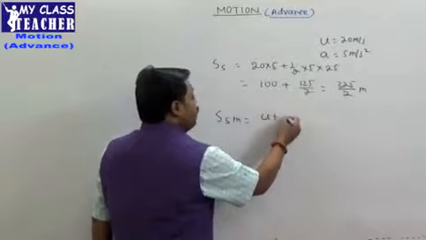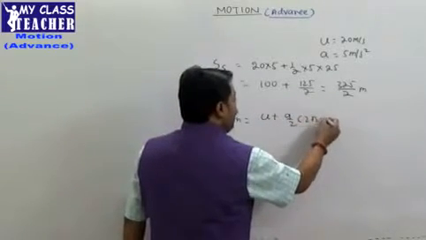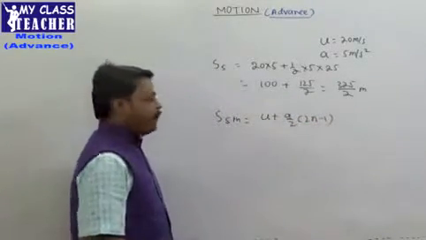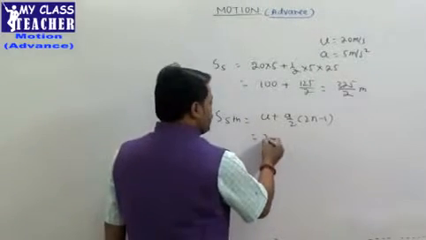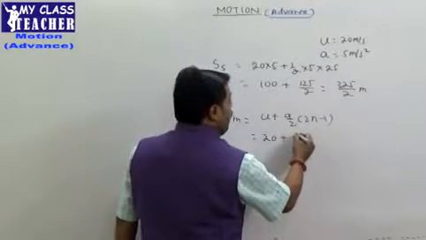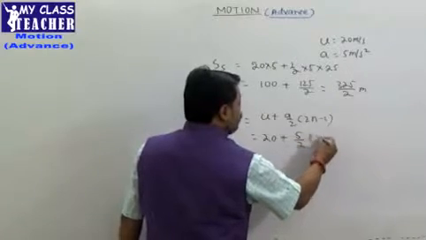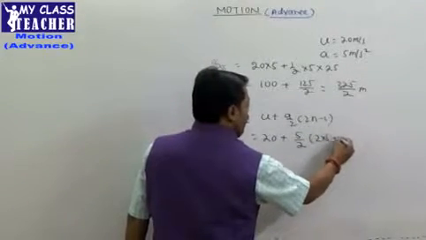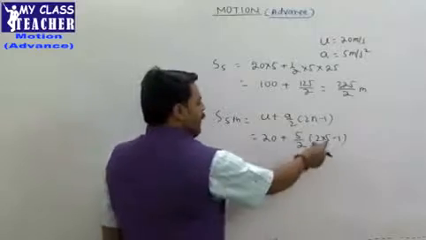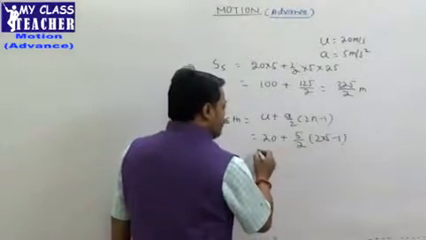What is the formula? u plus a by 2 into 2n minus 1. It is the general formula. We derived this. u is 20 plus a by 2, and a is 5, divided by 2, into 2n minus 1. n is equal to 5. So 5 into 2 is equal to 10, minus 1 is equal to 9 here.